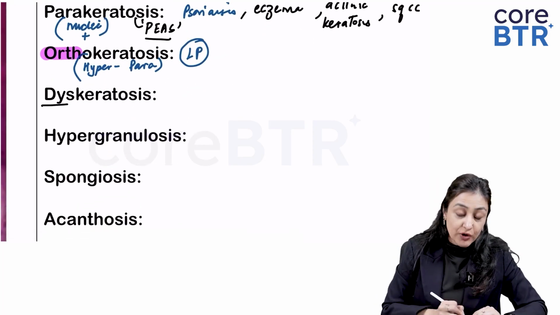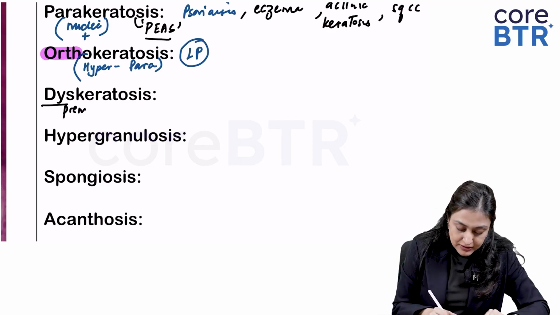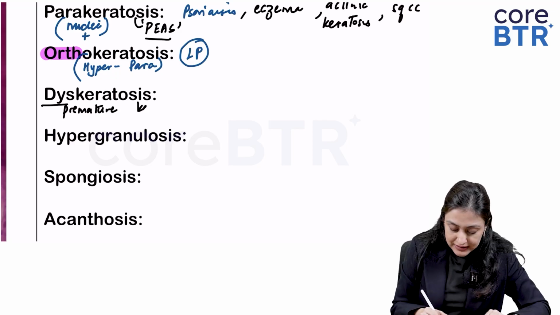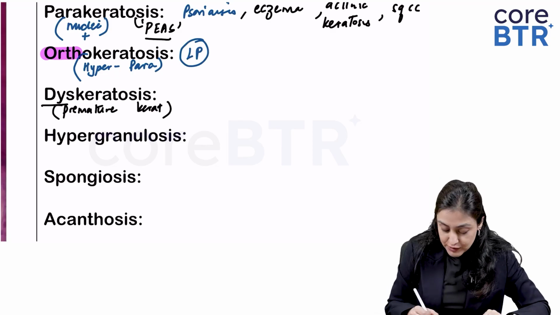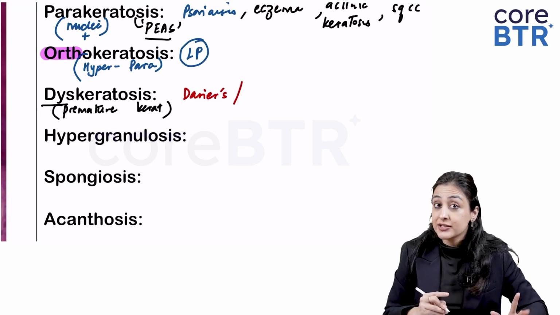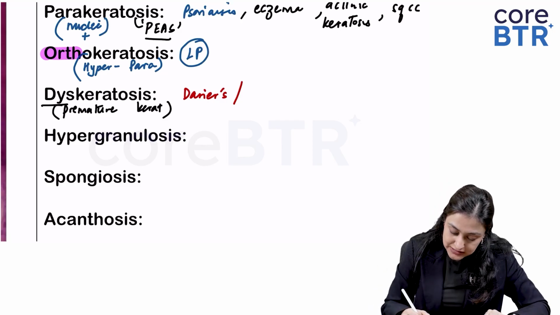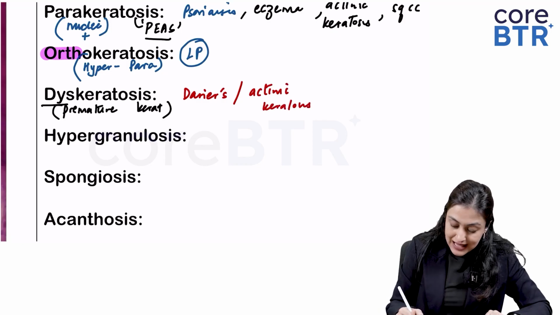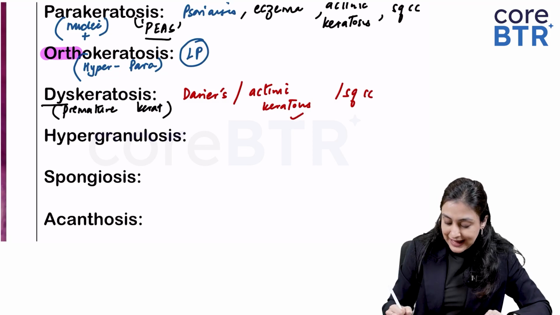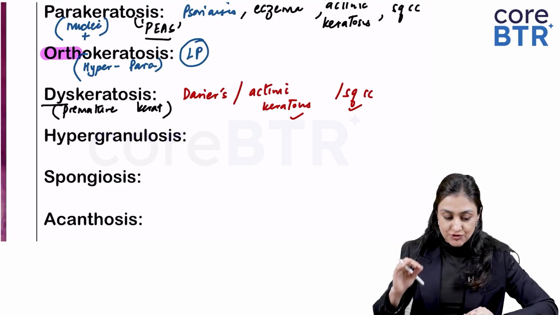Dyskeratosis. Unlike what you might think, it's not dysplasia. This is premature keratinization. So premature keratinization is dyskeratosis. Where do we see dyskeratosis? First of all, D for D, Darier's disease, the one that we did under acantholytic cells, the same Darier's. Where else? You also see this in actinic keratosis. So pre-malignant lesion and squamous. So obviously pre and malignant, both of them are going to lead to premature keratinization, right?